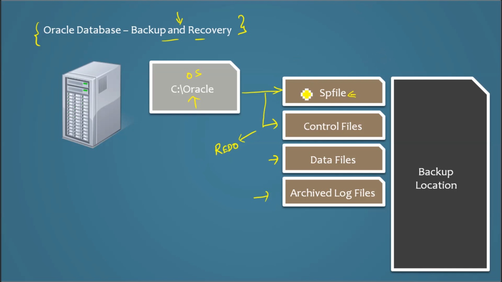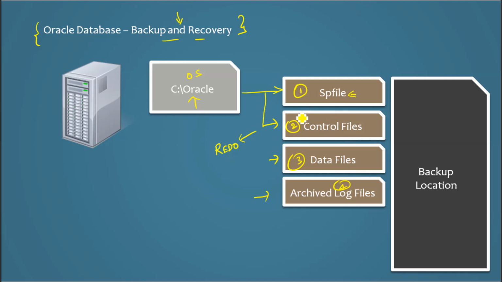So when we back up a database, what do we need? We definitely need to back up the SP file. We need to back up the control files. We need to back up data files, and we need to back up archived log files if the database is running in archive log mode.